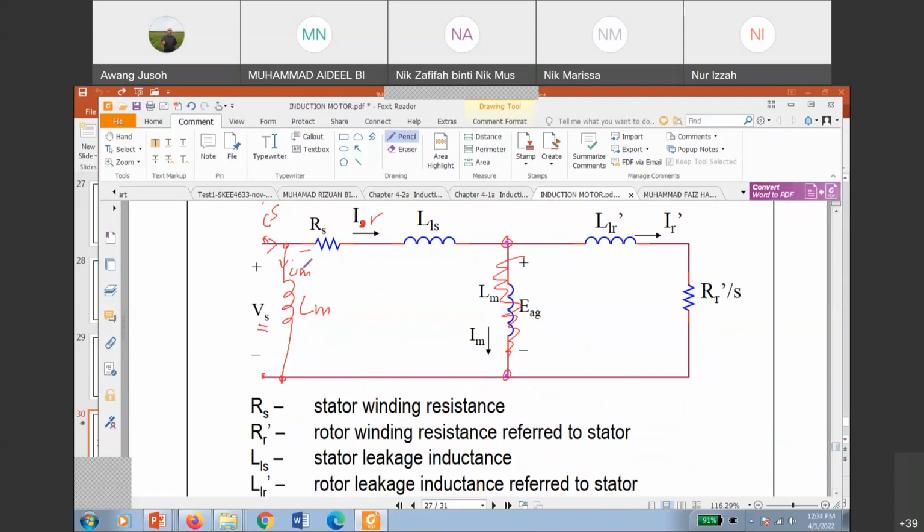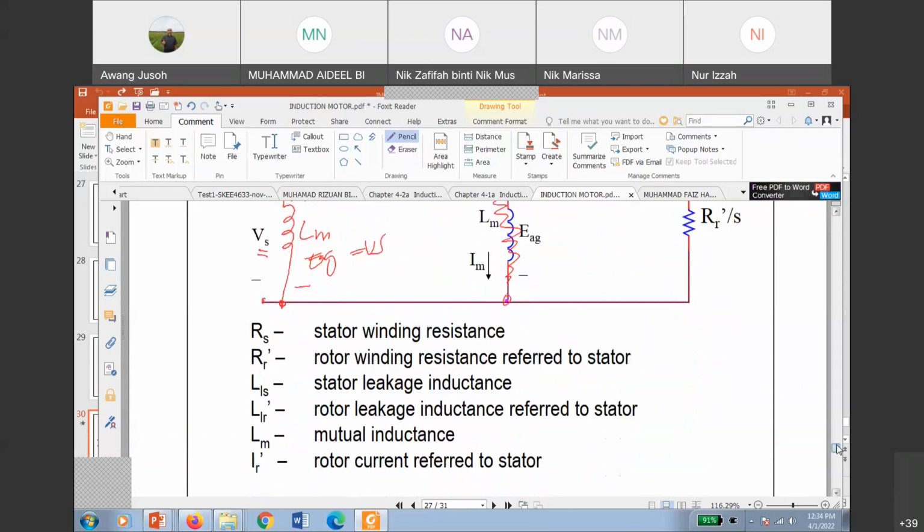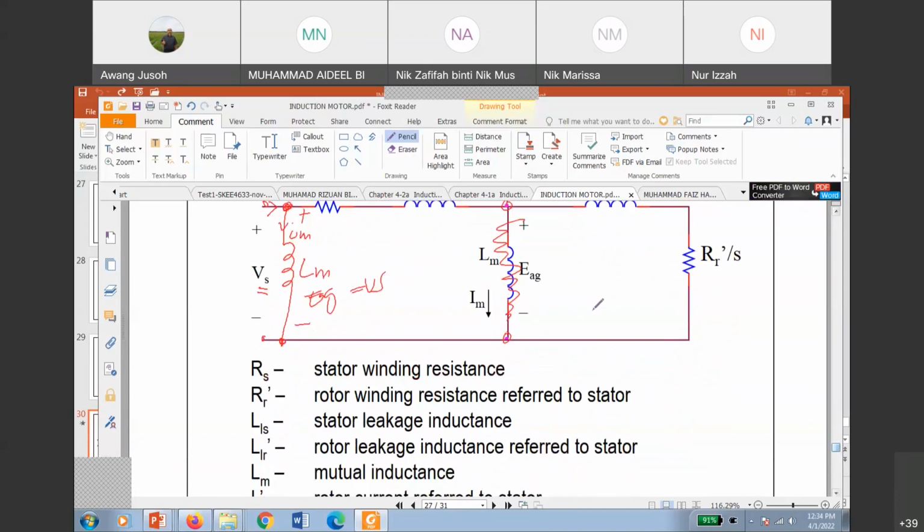In the approximate circuit, EAG equal to VS, because it's the same voltage, right? So VS equal to EAG now. Previously, EAG equal to VS minus this one, but we approximate EAG equal to VS now. Same voltage. So what is IR now? Rotor current. If you see this circuit, rotor current equal to VS divided by R1 plus R2 over S plus j(X1 plus X2). This is the rotor current.